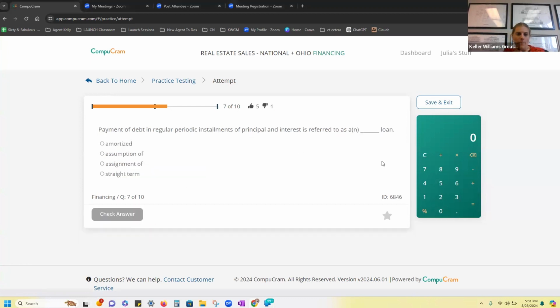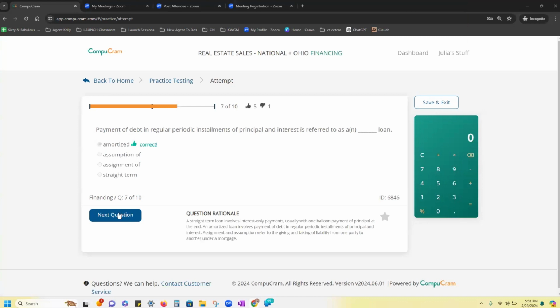That was hard. Okay. Payment of debt in regular periodic installments of principal and interest is referred to as a blank loan: A, amortized loan, B, assumption of loan, C, assignment of loan, or D, straight term loan. Right, so A is correct. Amortized loan.